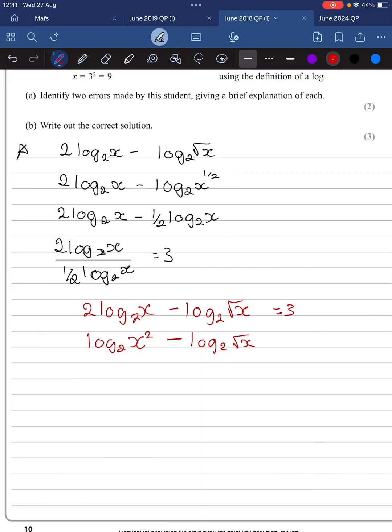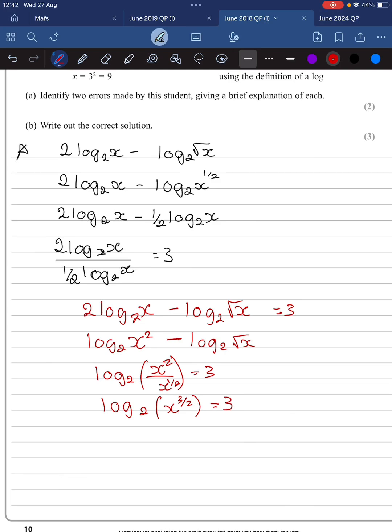And then the next thing we would do is begin to divide, because as the rules of log state, if it's a minus we have to divide, if it's a plus we have to times. In this case it's a minus, so we would have to divide. So log 2 would have to be x squared divided by root x equals 3. We can also change root x to be x to the half, because that's also the same. And that is the same as x to the 3 over 2 equals 3.